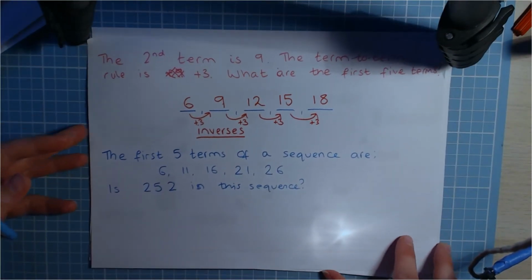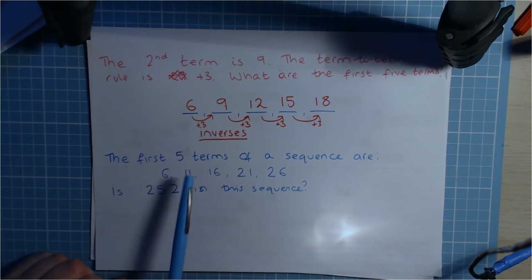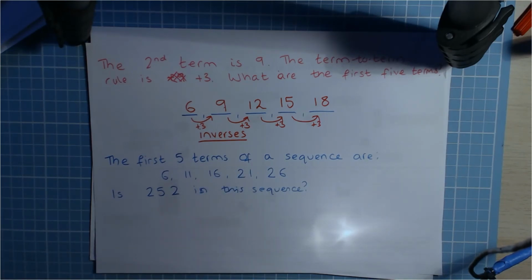So this is the last example I'm going to give you before I let you have a go at your own. The first 5 terms of a sequence are 6, 11, 16, 21, 26. I want to know, is 252 a term in this sequence? Well, we could extend this all the way. We could keep on going. Let's find out what our term-to-term rule is first, okay?